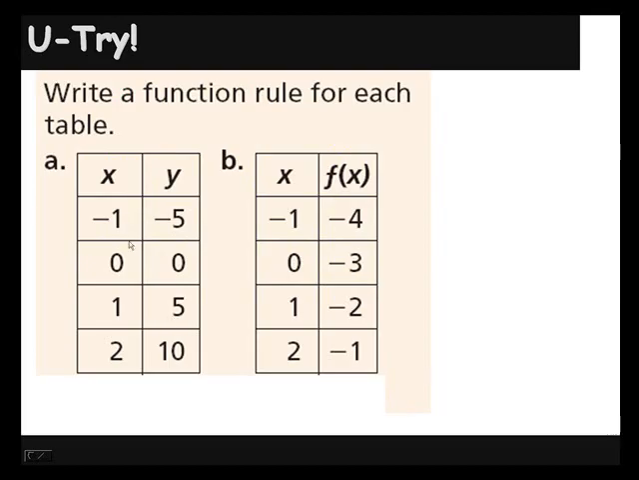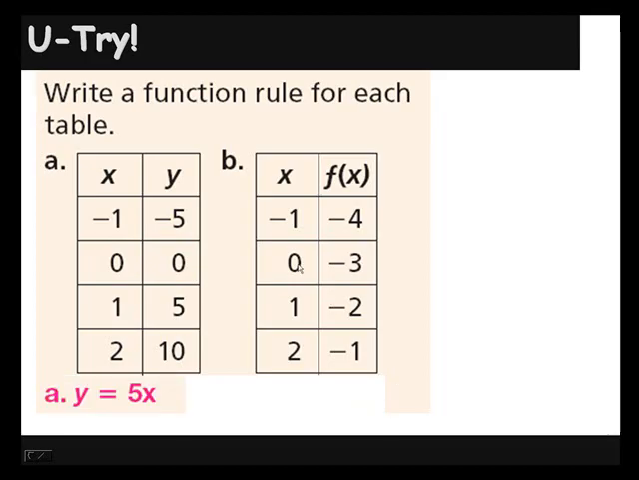On this one, again, they gave us a 0, and we ended at 0, so there's nothing added or subtracted. Because you go from 0 to 0, you can't add or subtract. So this is all multiplication or squaring or some other thing. So 1 times 5 is 5, 2 times 5 is 10, negative 1 times, that works. So that's y equals 5x.